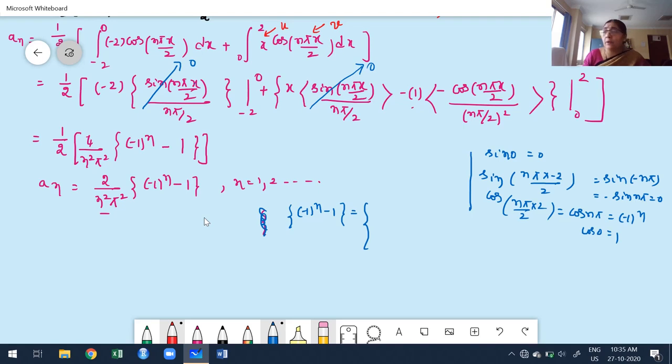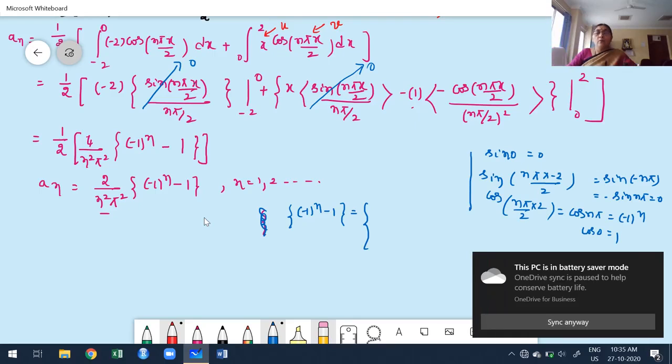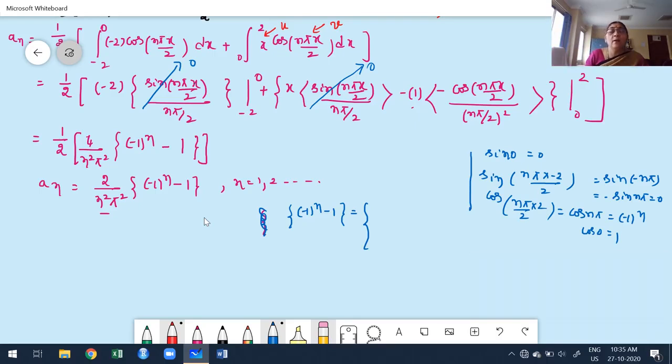If n is odd, (-1)^n is minus 1, so we get minus 2. If n is even, minus 1 whole squared, what is that? 1, and 1 minus 1 is 0. Put n equal to 1, 3, 5, like that, we get minus 2. Put n equal to even, 2, 4, then this becomes 1, and 1 minus 1 is 0. Therefore it is minus 2 if n is odd.